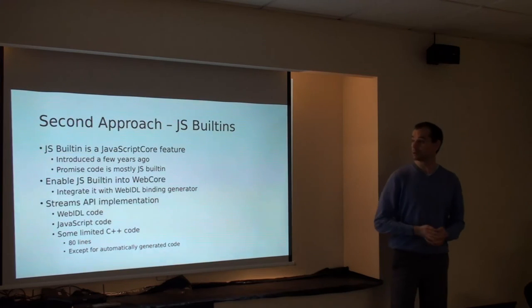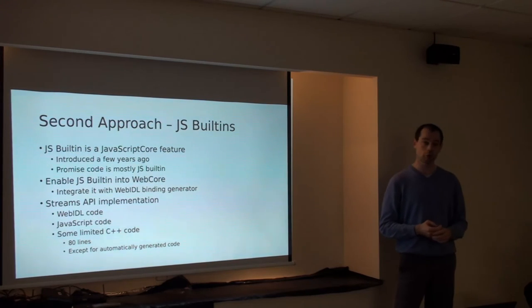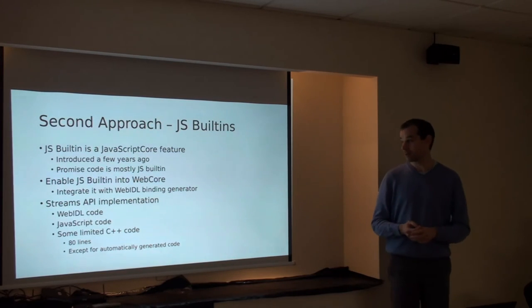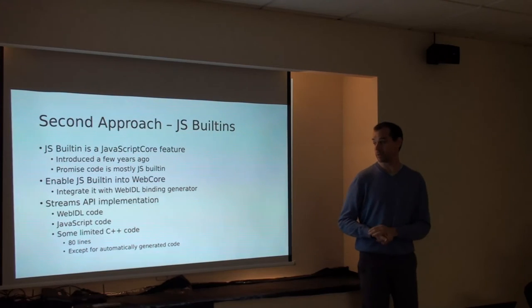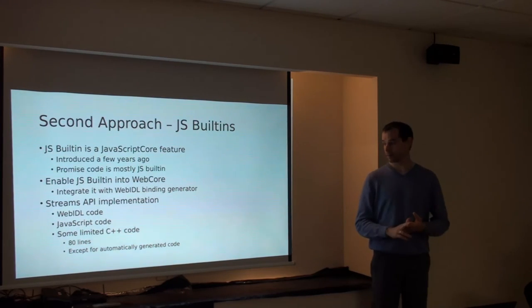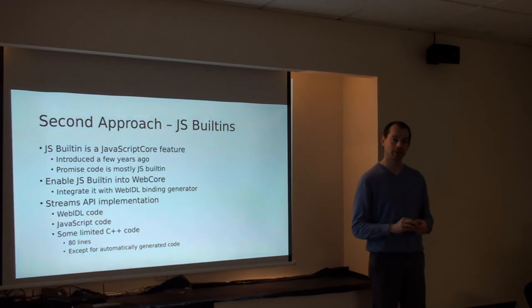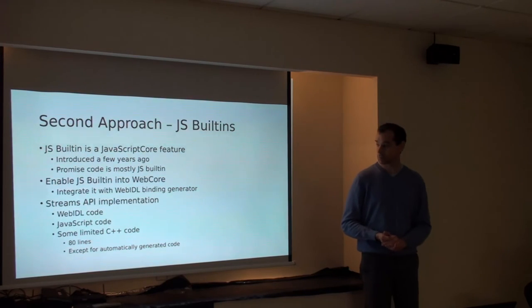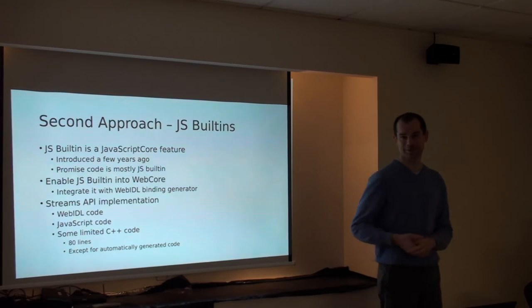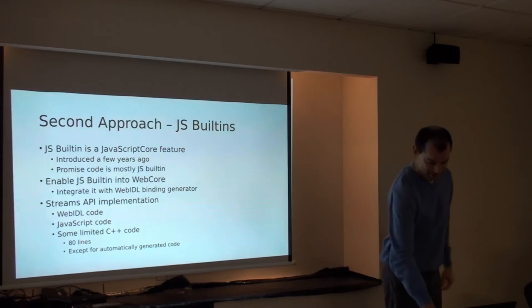We talked with some other guys, and they implemented a while ago JS built-ins within JavaScript code, which allows you to implement built-in functions as JavaScript. So the first thing we did is to enable it in WebCore, because there were some issues, and integrate it with WebIDL. So now, at the end of the day, the stream API implementation is only WebIDL and JS, plus some 80 lines of C++ code that at some point we may be able to remove with automatically generated code. It's a bit sad because I was happy with C++, but yeah, that's life.